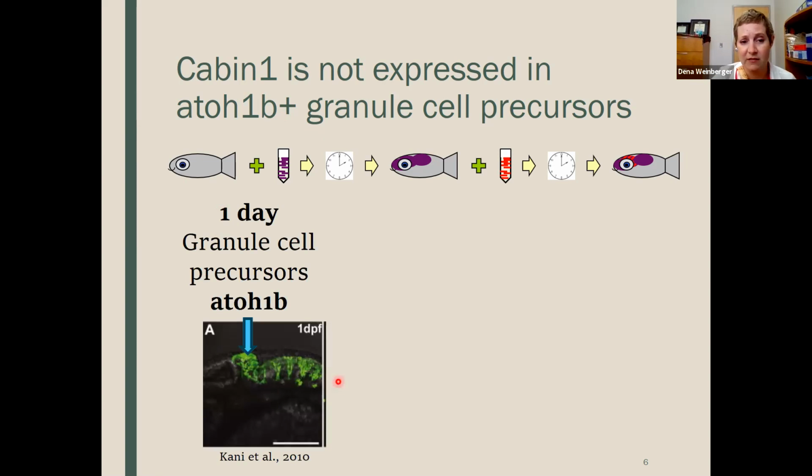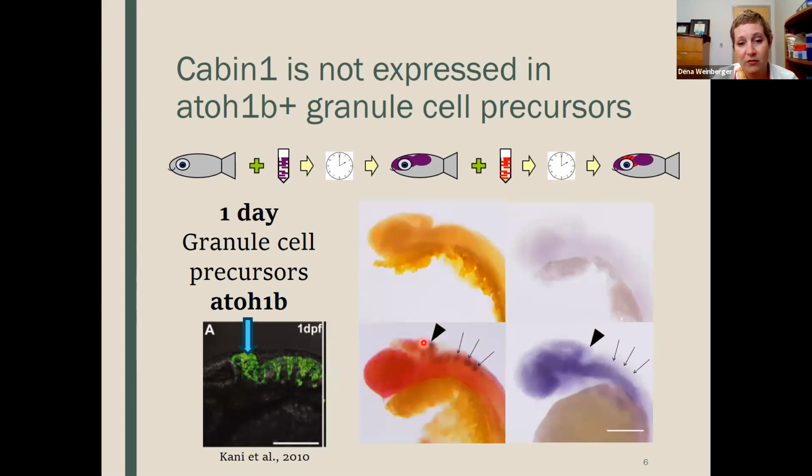There's also a lovely transgenic line, so you can see that it makes these cool populations that migrate and radiate at 1 day old. And with our purple here labeling ATOH1B, and cabin 1 in red, or in this place, cabin 1 in just purple, since that stain is a little more clear, we don't see that overlap in expression. So it looks like cabin 1 is not involved in the cerebellar granule cell precursors, although we do still get that expression in these regions of the cerebellum. It just doesn't seem to be in that specific population.